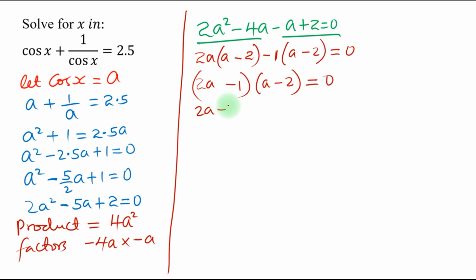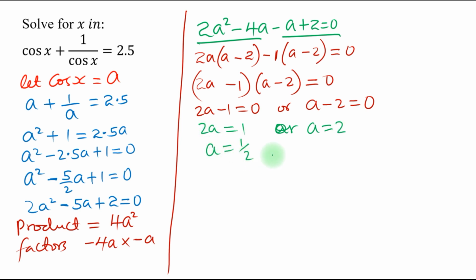Therefore, either 2a minus 1 is equal to 0 or a minus 2 is equal to 0. So from here, 2a is equal to 1, or a is equal to 2. Now we need to check the validity of the solution, whereby a here is a half or 2. So which one will satisfy this equation? Remember, the cosine of any angle, the maximum is always 1. Therefore, 2 will be rendered invalid.